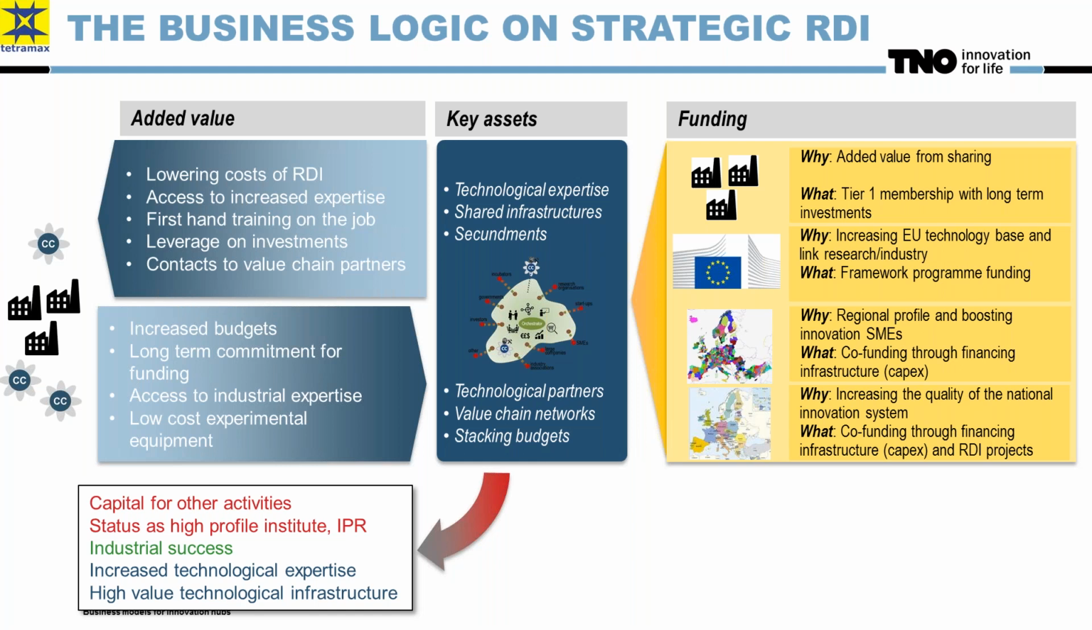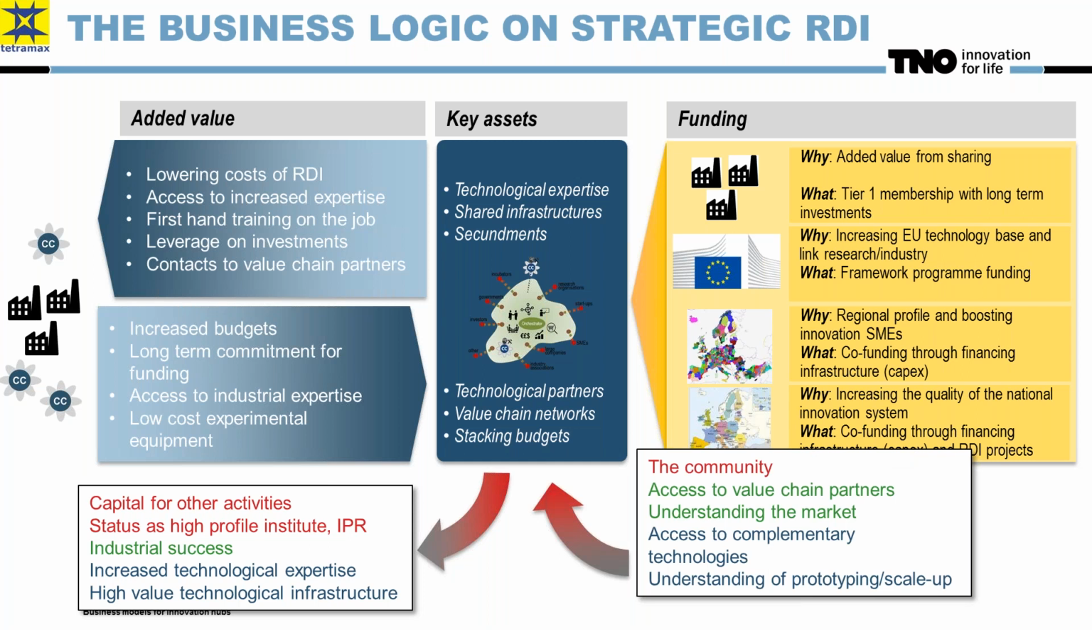Well, these assets, of course, will go into, again, the capital for other activities, the increase of the status. It will create IPR, and the IPR is not about getting money, it's about the status. That's a very important one. And the industrial success will be created based on this, and it will increase the technology and the high value technological infrastructure. And again is connected to the other services. The community building will input this creation of this business model, etc.